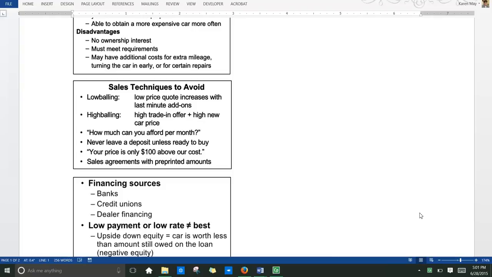Also avoid sales agreements with pre-printed amounts. Sometimes it's very difficult to work with dealerships. It can be done, and sometimes you have to walk off. You need to be prepared to do that. Have your research done, have what you want in mind, and don't let them sell you on anything different.